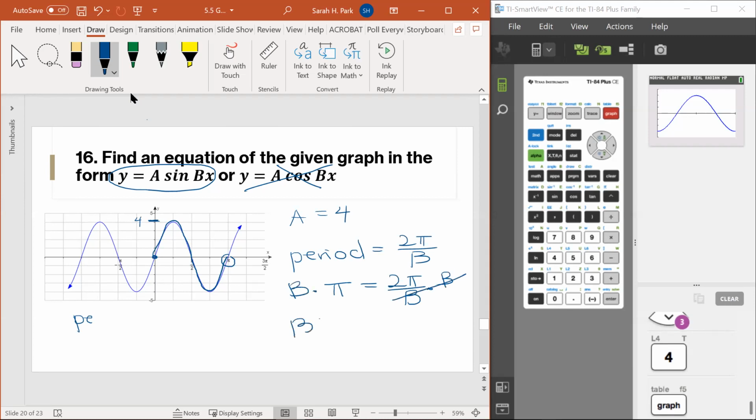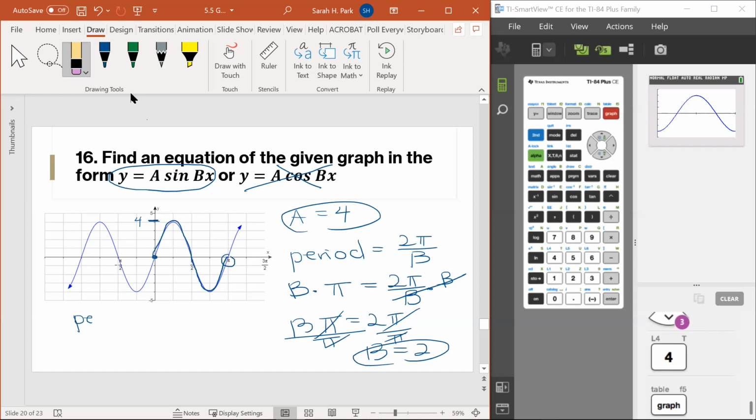B pi is equal to 2 pi. Divide both sides by pi. Yeah, we get the same thing. We get B equals 2. So knowing A equals 4 and B equals 2, I can go back and say y is equal to 4 cosine of 2x.